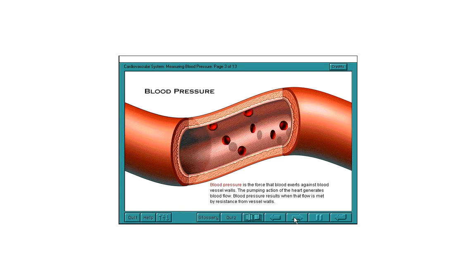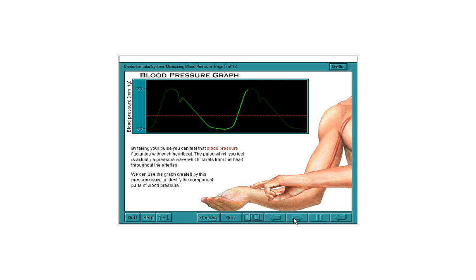Blood pressure is the force that blood exerts against blood vessel walls. Notice that the blood cells in the center of the vessel are flowing faster than those near the walls. By taking your pulse, you can feel that blood pressure fluctuates with each heartbeat. The pulse that you feel is actually a pressure wave which starts from the heart and travels throughout the arteries. We can use the graph created by this pressure wave to identify the component parts of blood pressure.